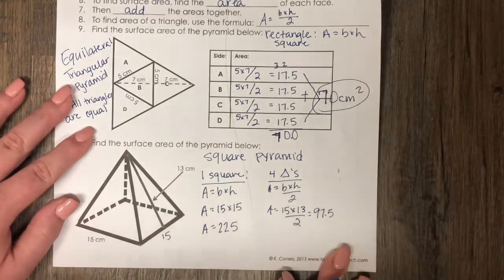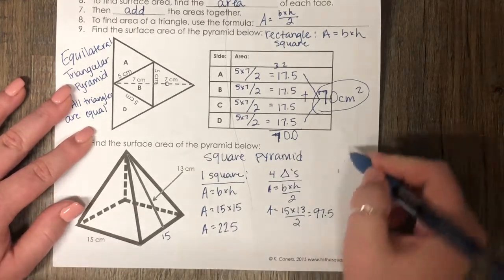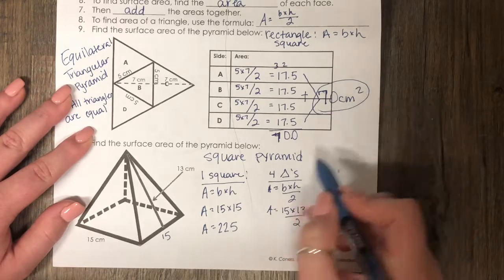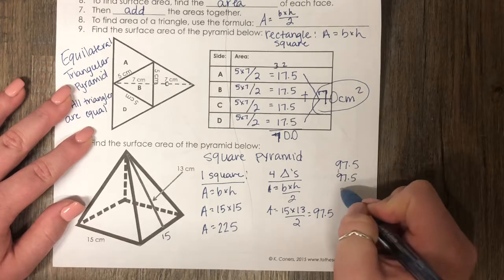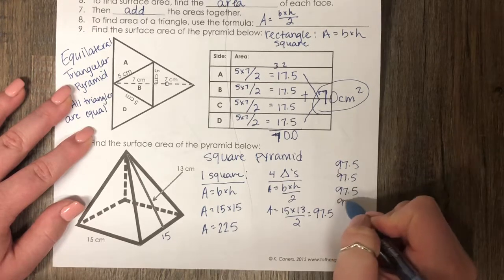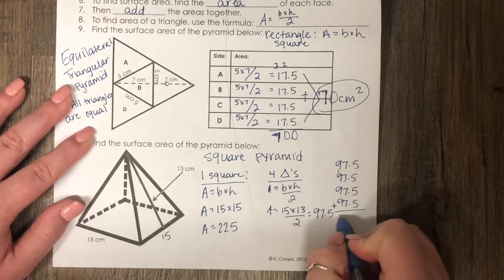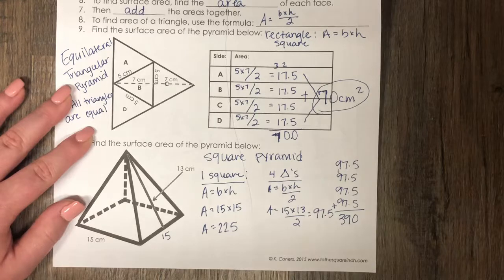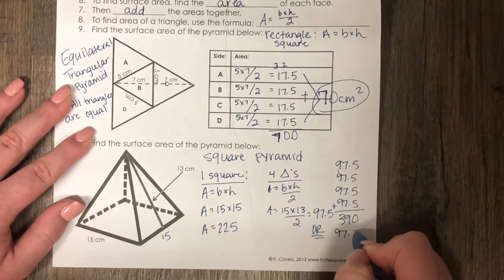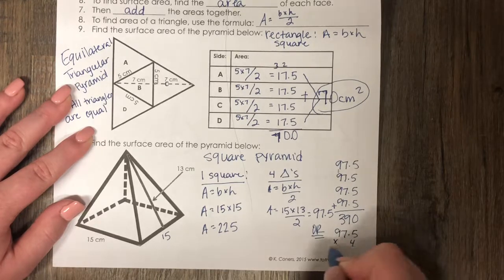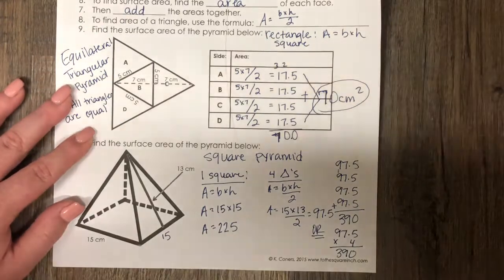Now, there are 4, so you can do this 4 times. So every time you're going to get 97.5, so you can say 97.5 plus 97.5 plus 97.5 plus 97.5. You're adding it 4 times and get a total of 390. Or you can say 97.5 times our 4 triangles, and you're still going to get 390. If you don't believe me, plug it into your calculator.